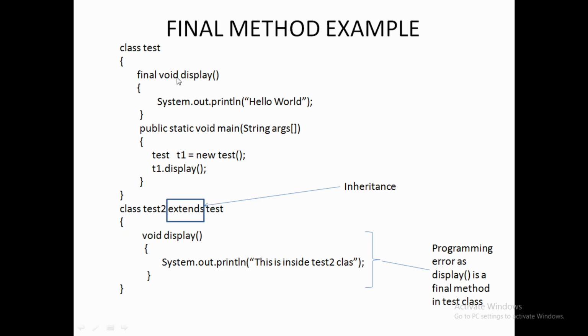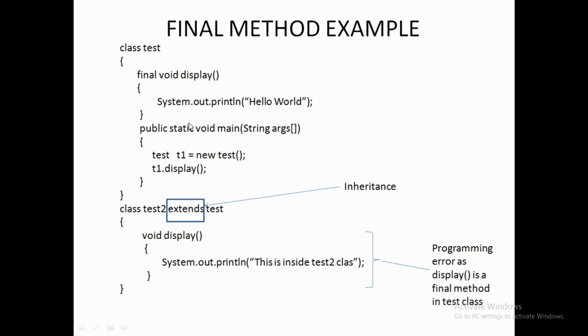Therefore, if a method is defined as final, it cannot be derived once again inside the derived class. Here you can see inheritance can be done with the extends keyword. The whole line is that class test2 extends or inherits class test.